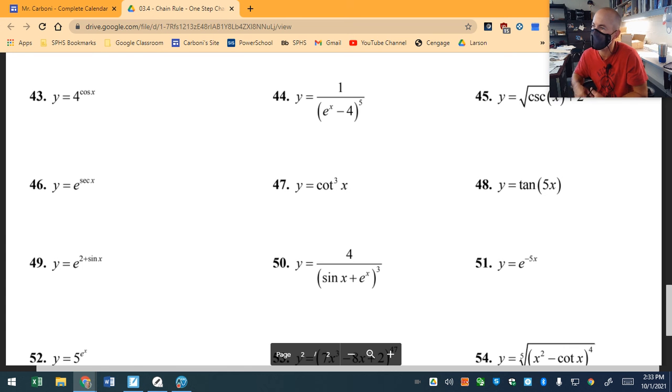48, the outside is tangent x, the inside is 5x. Or I'm sorry, the outside is tangent, inside is 5x. Derivative of tangent is secant squared. So secant squared of 5x times 5, the derivative of the inside. 49 will be cosine x times e to the 2 plus tangent sine x.